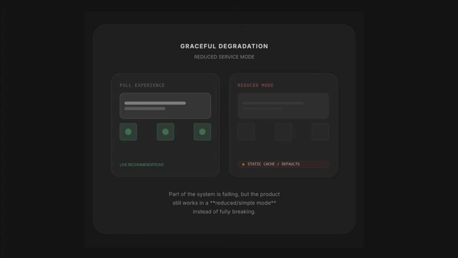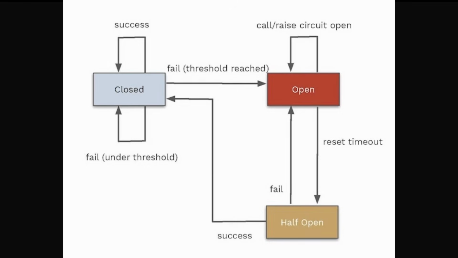So, load shedding protects the system by rejecting excess work, and graceful degradation protects the user experience by falling back to a simpler mode. Together, they reduce cascading failure because they stop overload from spreading everywhere. Instead of trying to keep every request alive and killing the whole system, we are sacrificing less critical work to protect the core flow. Another important protection is a circuit breaker.